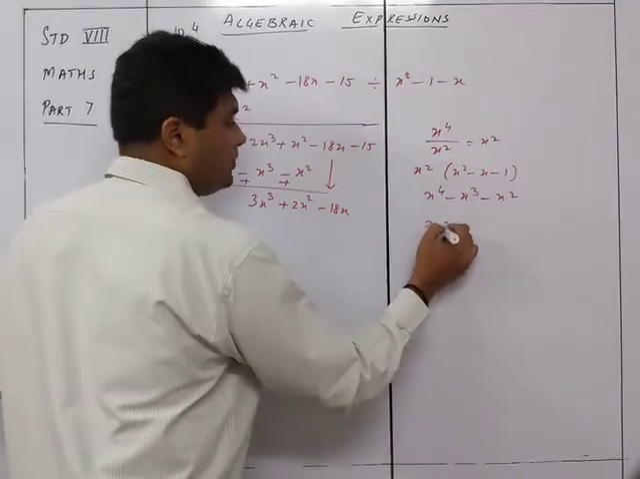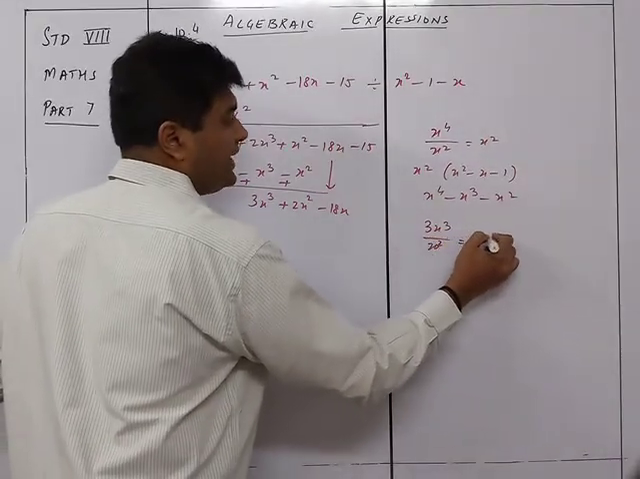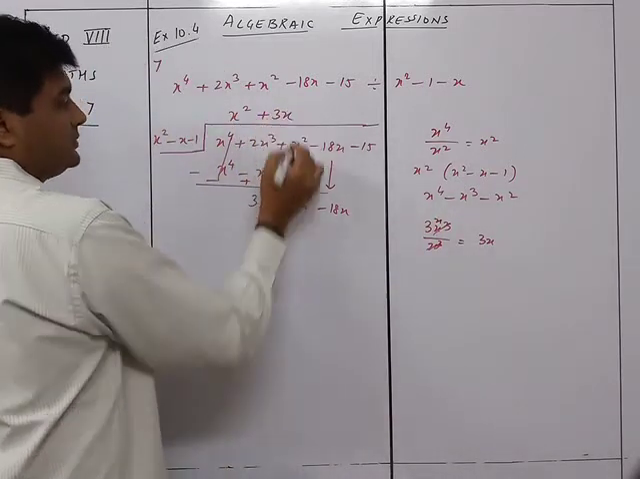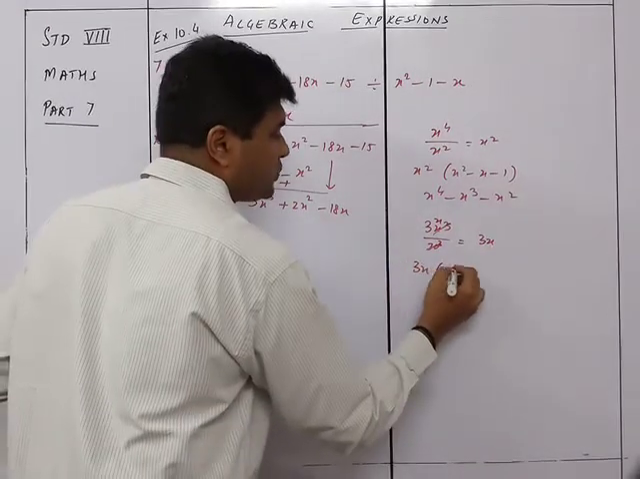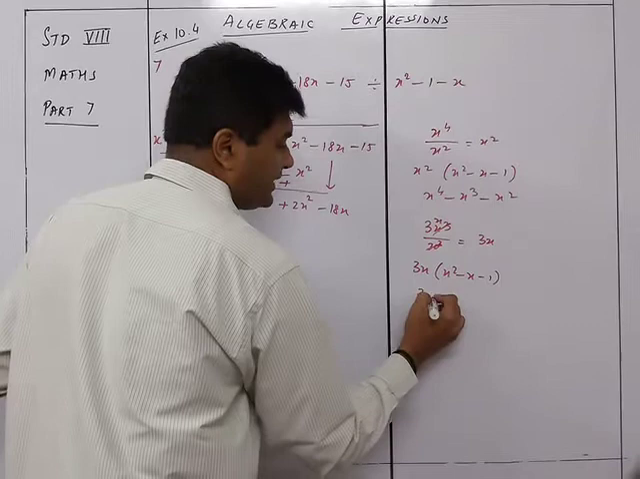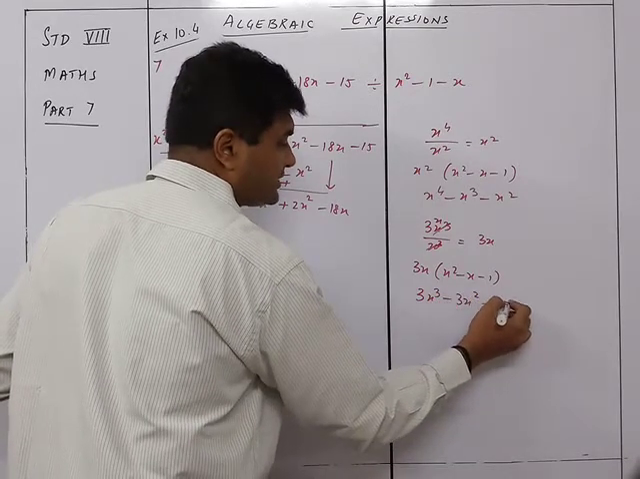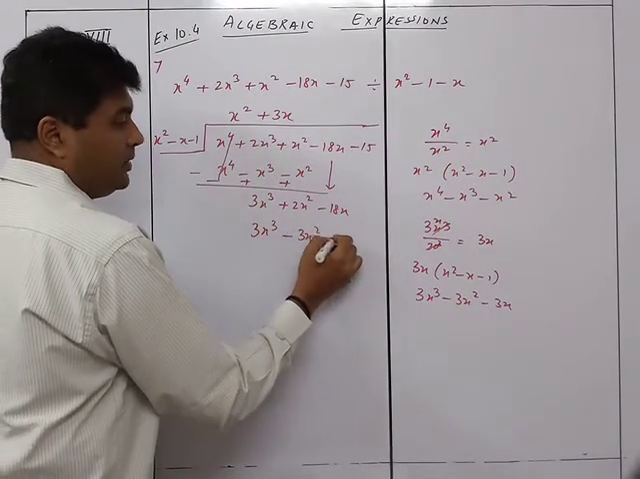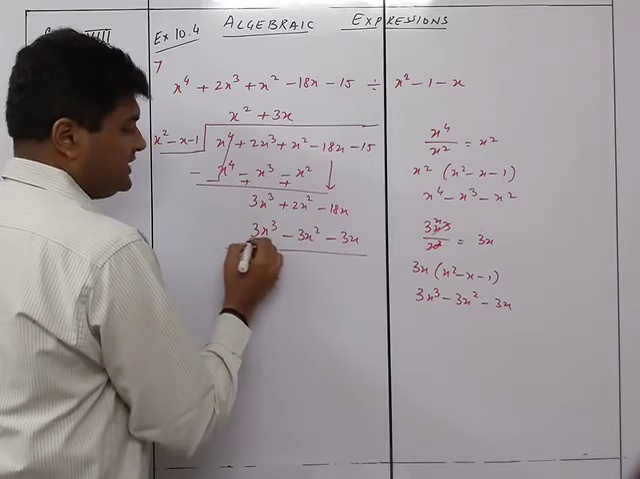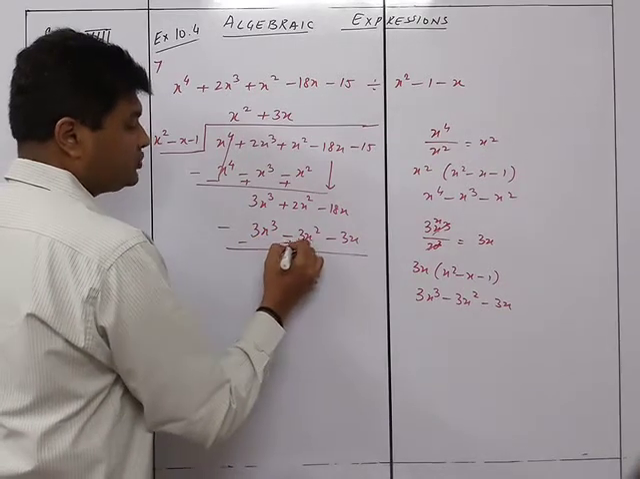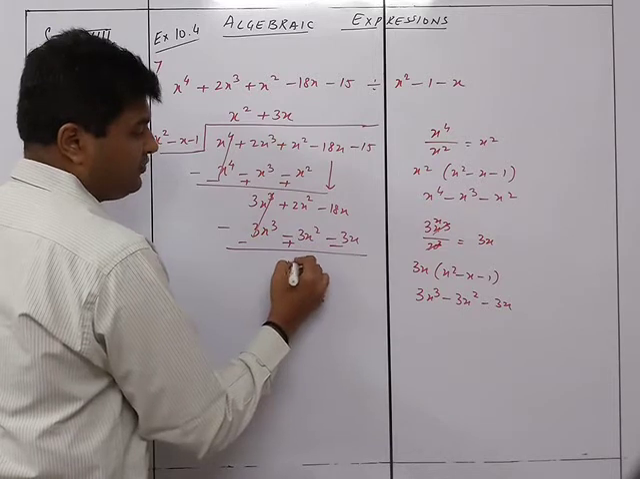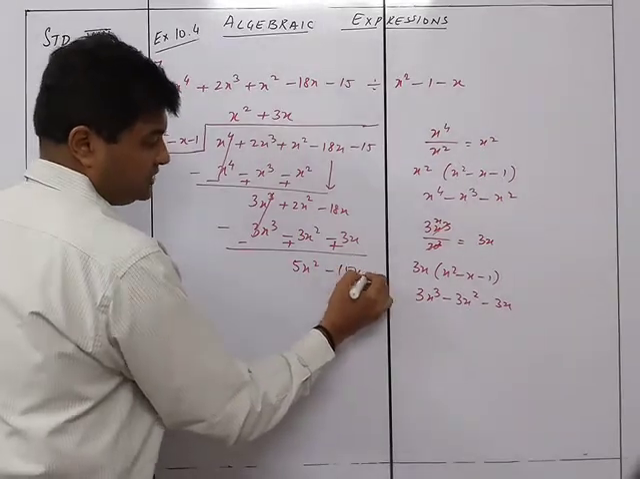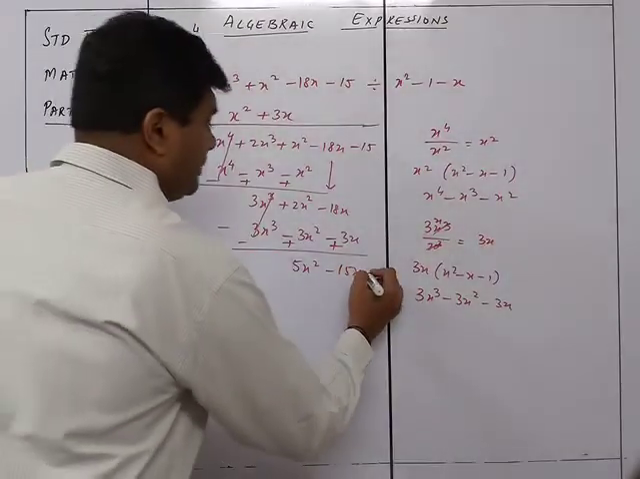Now 3x cube upon x square will be equal to 3x. So you put over here plus 3x, and the 3x you multiply by x square minus x minus 1. That will be 3x cube minus 3x square minus 3x. Put the values here: 3x cube minus 3x square minus 3x, signs change, this cancels, and this becomes 5x square minus 15x minus 15.